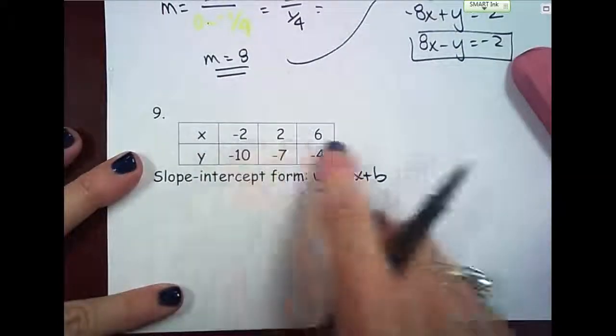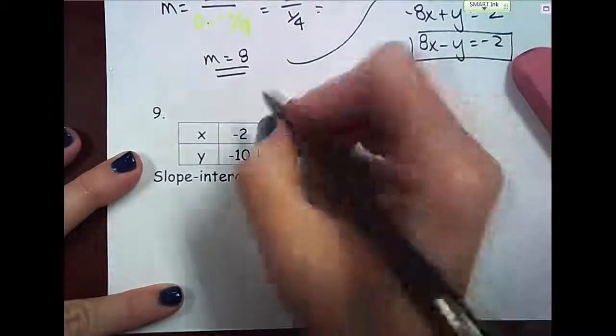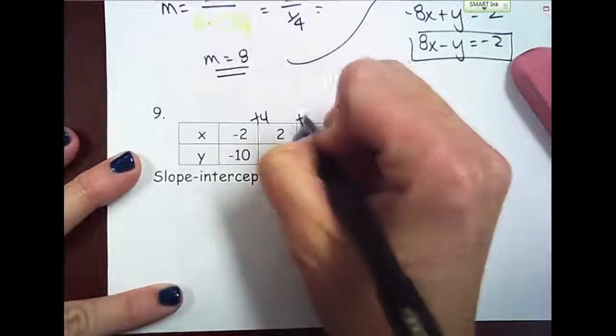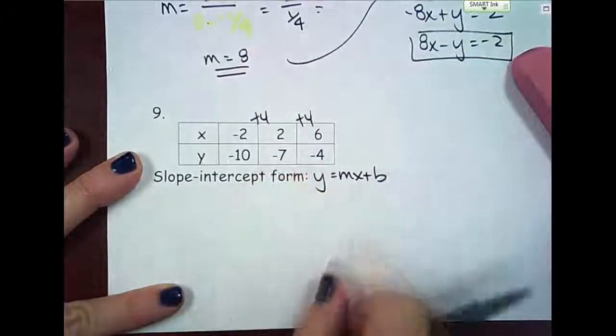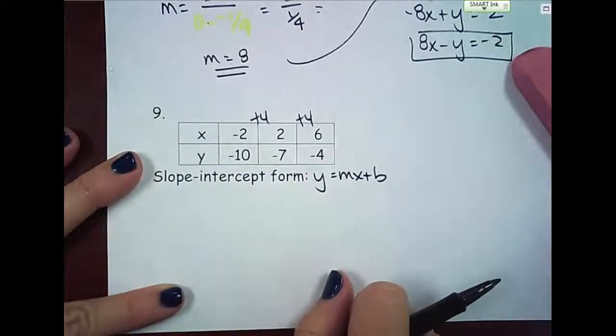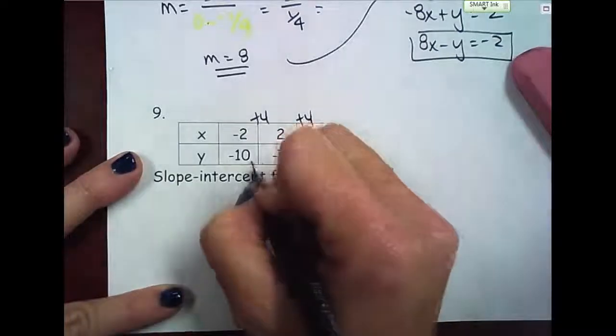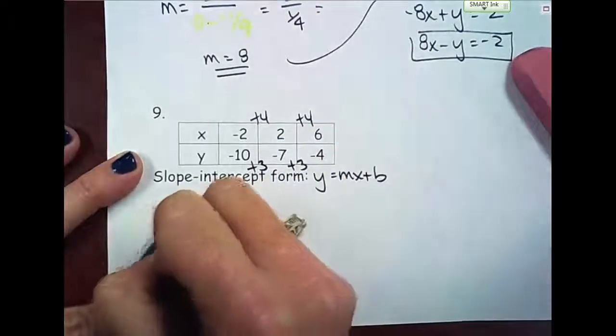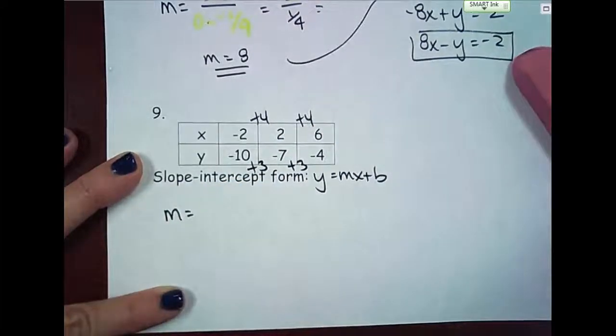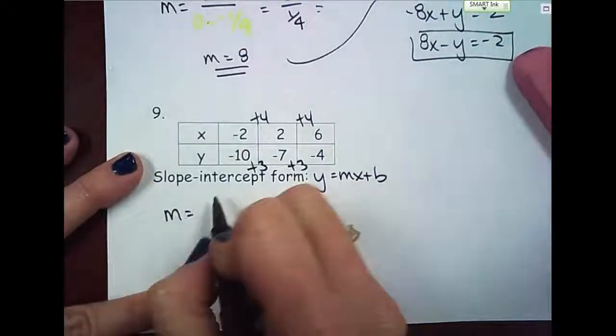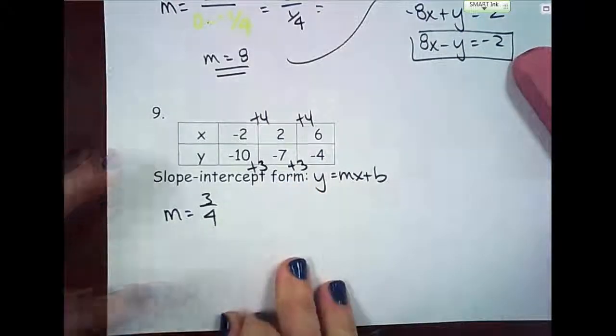What's x changing as I go through this? I'm adding how much? 4. What's the y's changing? Be careful with the signs. What am I doing? Adding 3. So what's the slope? Be careful, it's y over x. What's the slope? 3 over 4. They wanted the slope intercept.